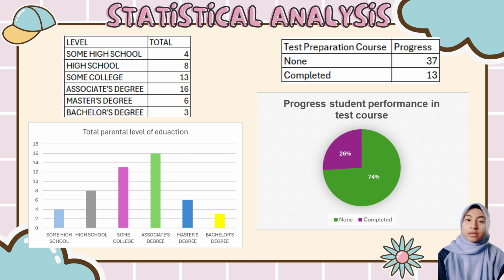Next, look at the pie chart showing the test preparation course. There are 37 students who chose none and 30 students who completed the test preparation course. From this chart, we can see that many students have not yet completed the test preparation course.